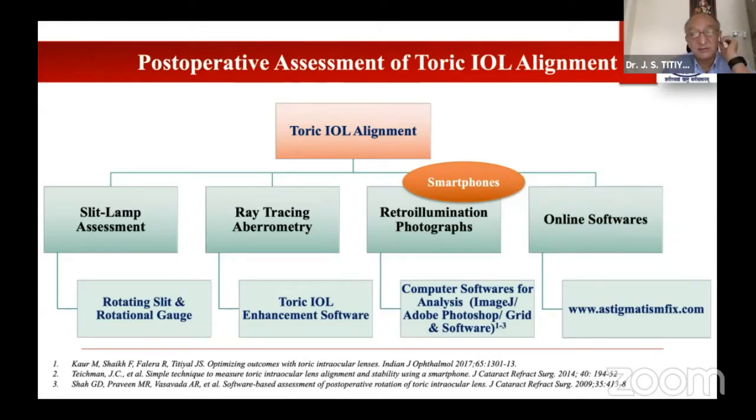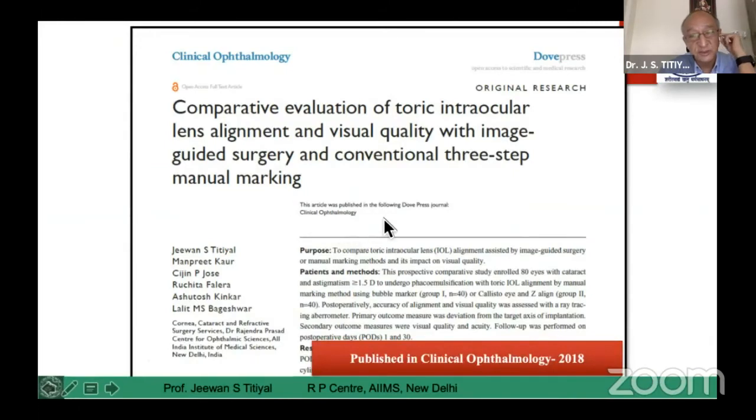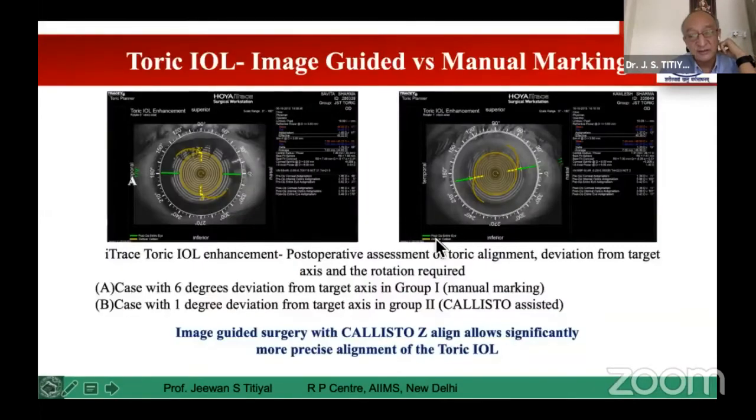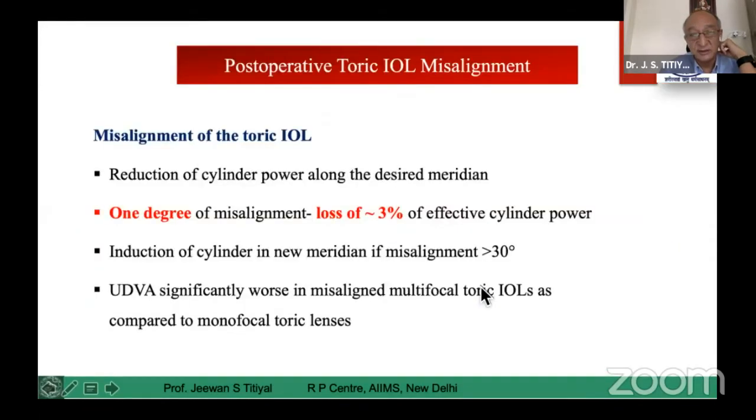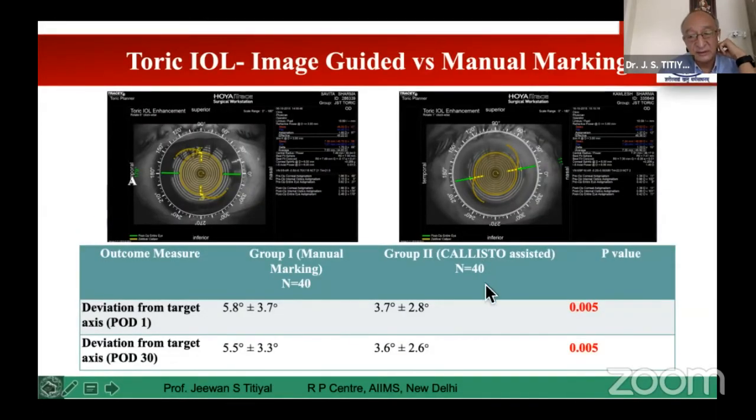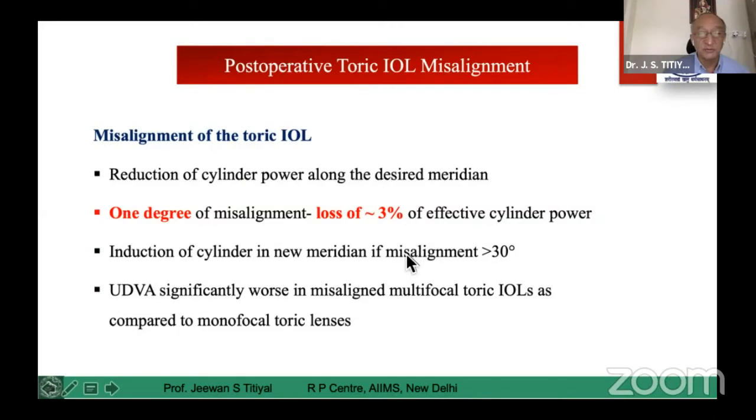Post-op, you can see there are various ways to see toric alignment. And most importantly, iTrace will be very helpful because it has a toric enhancement software. This is one of the few studies, maybe the first study, where you use iTrace to look into quality of vision after toric IOLs, comparing digital versus manual. And we found that the quality of vision is much better with the digital in terms of MTF values and Strehl ratio value in these cases. iTrace was used for this study to look into quality of vision.